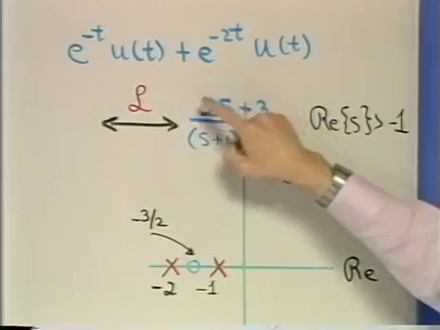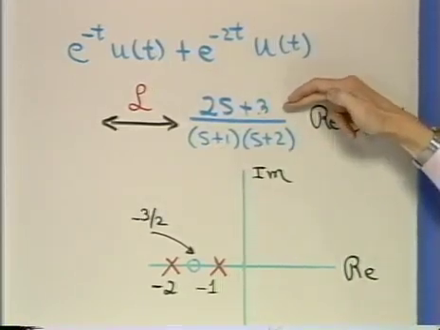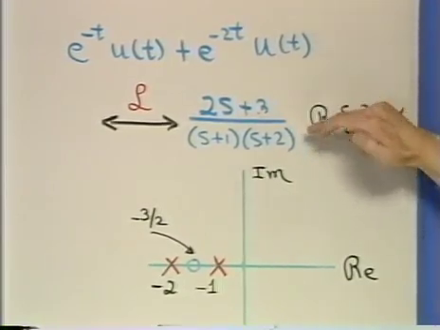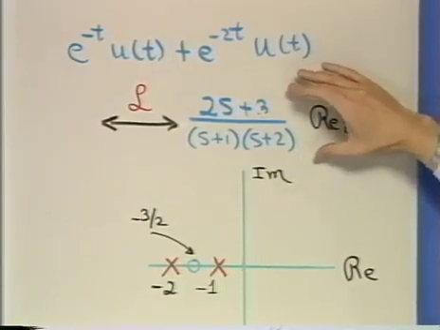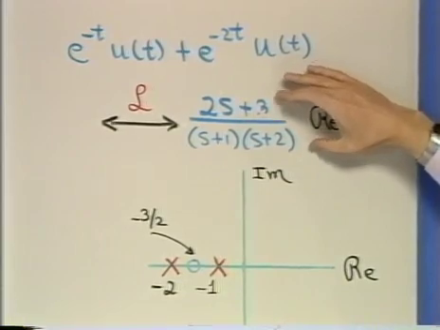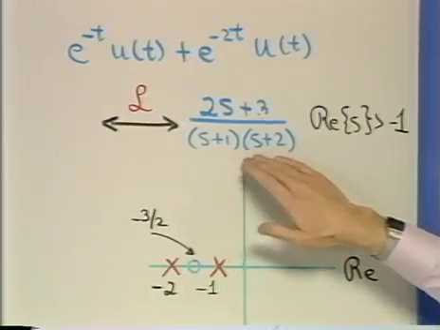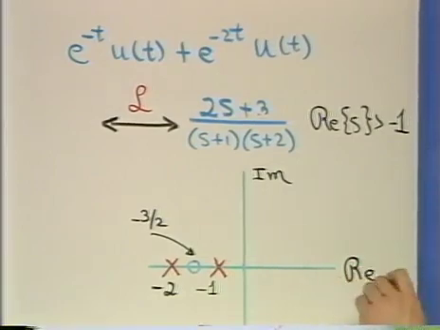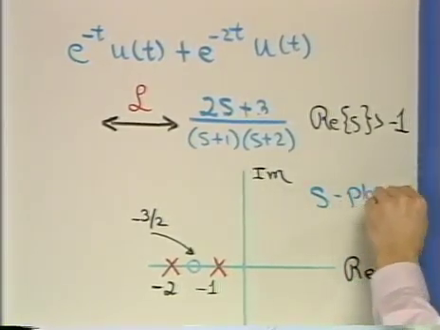And for this particular example, what we have is a ratio of polynomials. There's a numerator polynomial and a denominator polynomial. And it's convenient to summarize these by plotting the roots of the numerator polynomial and the roots of the denominator polynomial in the complex plane, and the complex plane in which they're plotted is referred to as the S-plane.